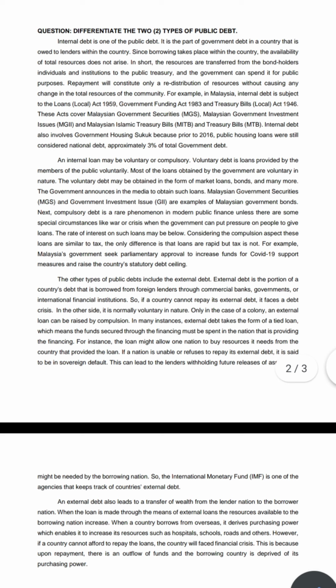Internal debt also involves government housing sukuk, because prior to 2016, public housing loans were still considered national debt, approximately 3% of total government debt.